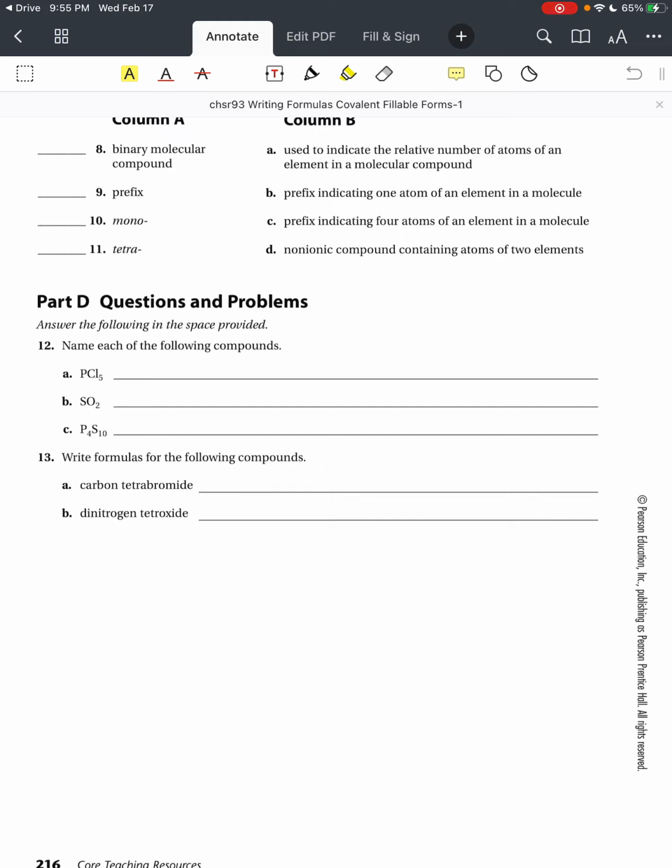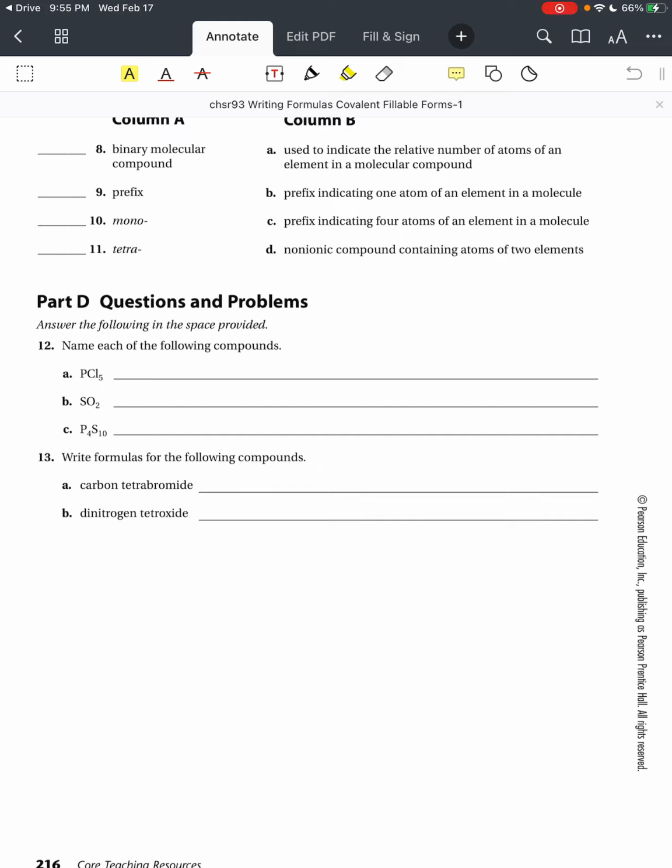SO2, and again, this is the smell of Pine Bluff when you drive into it, is sulfur dioxide. Sulfur dioxide. It's also the smell of rotten eggs. So SO2, 12B, is sulfur dioxide. We spell sulfur with an F, not a PH like the English, though I'll accept either answer.